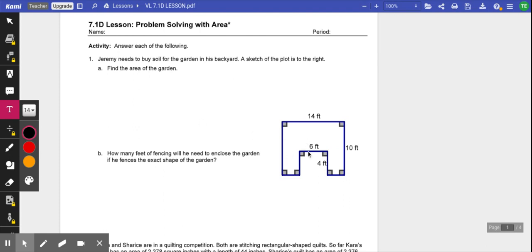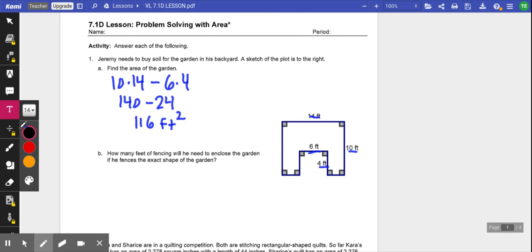So you can either cut up and add or surround and subtract. I like to surround and subtract. So I'm going to go the big area minus the inside rectangle. So my big area is 10 by 14, so 10 times 14, minus my little one is 4 by 6, so minus 6 times 4. So here I get 140 minus 24. 140 minus 24 is 116 feet squared. Okay, so I got my area.